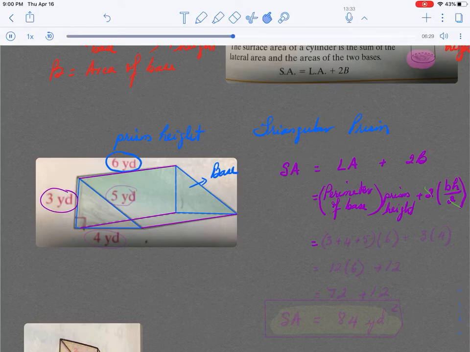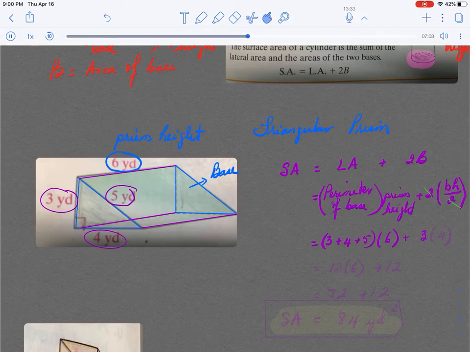Remember, perimeter is the outside of it. So we're going to look at 3 plus 4 plus 5, multiplied by the prism height, which in this case is 6. If you notice, I never put the unit in until the very end. Then I'm looking at the area of the base again. In this case, the height and the base, remember, they always form a right angle.